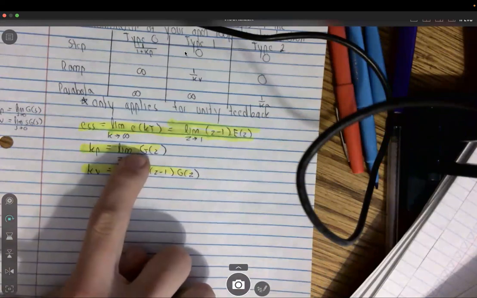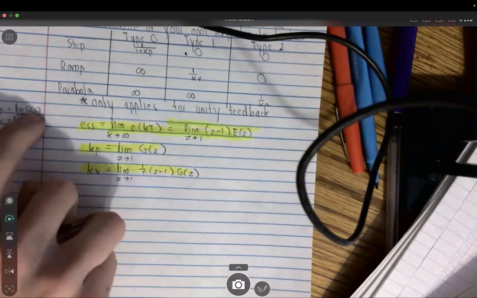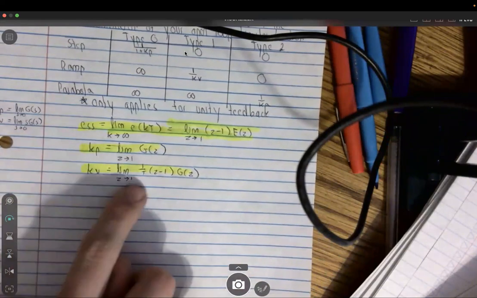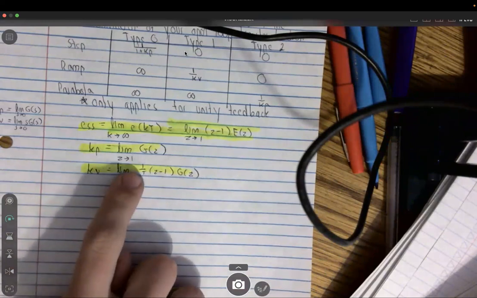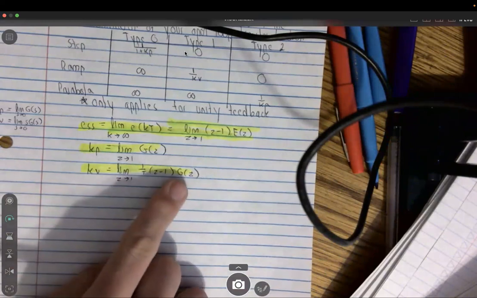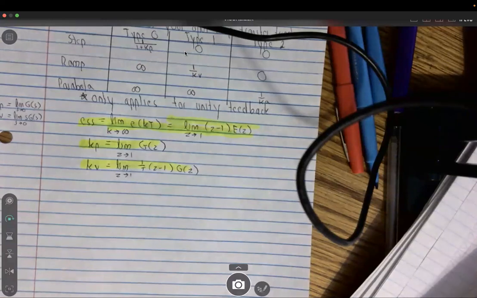So instead of G of S, it's just G of Z. And then here, instead of S, we have Z minus 1. And then due to sampling time, it's 1 over T. So sampling time just affects how much error we have as well. Because if you have more samples, then you have less error. If you have fewer samples, you're going to have more error in your system.